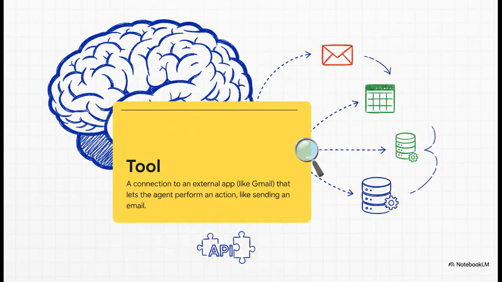So what exactly is a tool? It sounds complicated, but it's really not. It's just a connection to an outside application. Think Gmail, Google Sheets, maybe your company's CRM, anything you can connect to. The agent then uses its brain to figure out, okay, based on what they're asking, which tool do I need to use to make this happen?